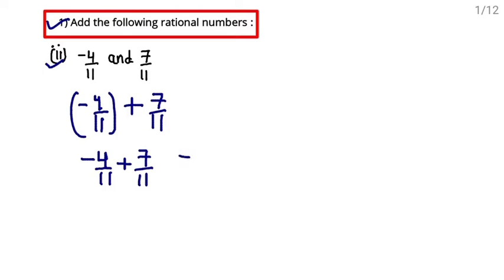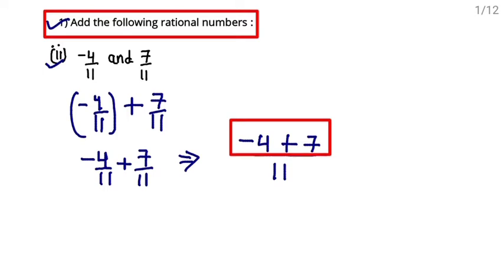As denominators are same, no need to make them equal because they are already equal. Simply write the numerators, minus 4 plus 7. If you have observed, these two numerators have different signs. It means these will be subtracted. 7 minus 4 is 3 and the sign will be of the greater numeral. Which is the greater numeral? 7, and its sign is plus. So this will be plus, upon 11. So this is your answer, 3 upon 11.